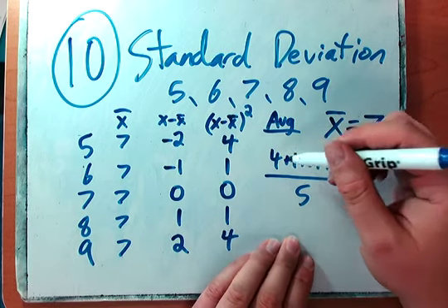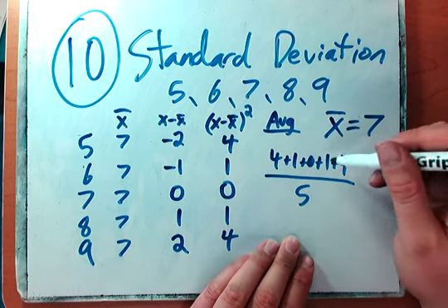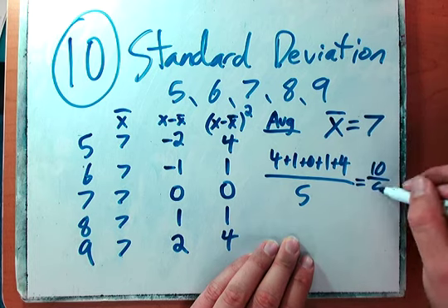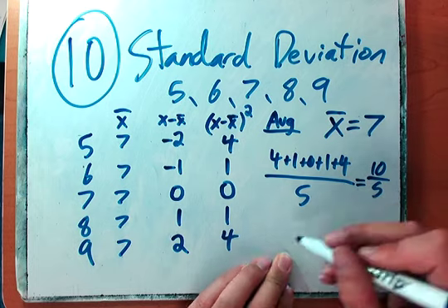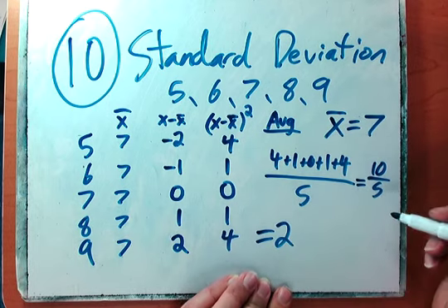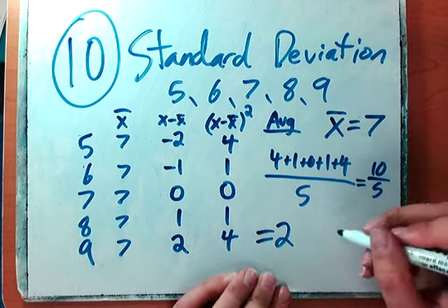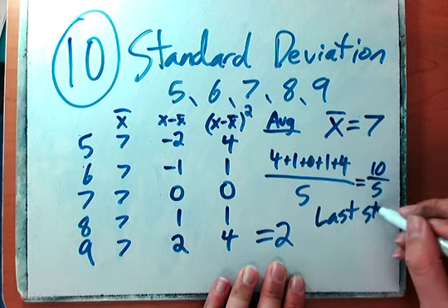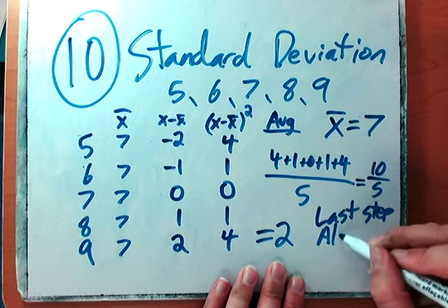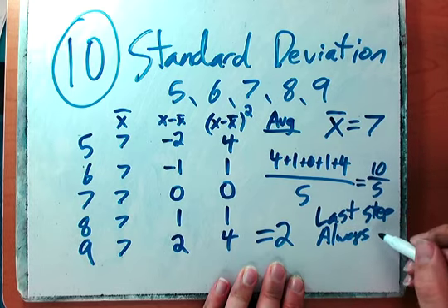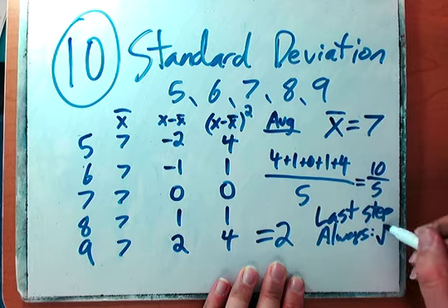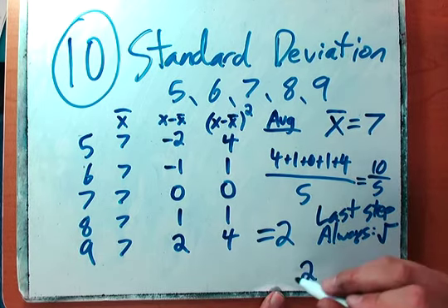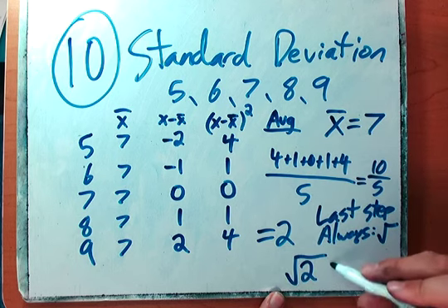Now, 4 plus 1 is 5, plus 0 is 5, plus 1 is 6, plus 4 is 10. So I have 10 over 5, which is 2. But am I done? No. The last step, always, is the square root. So I need to take my answer and square root it.